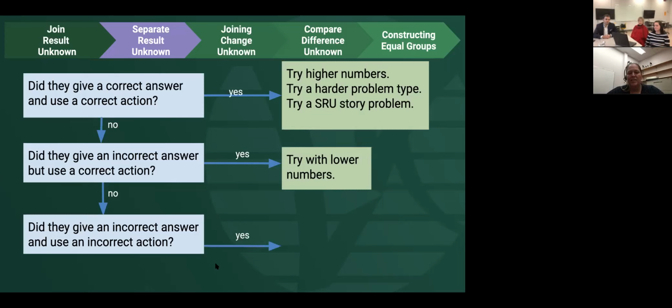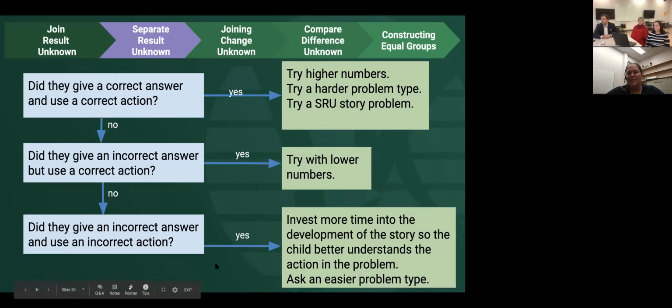So in this case, if that had been yes, this part's all kind of the same. You invest more time in developing the stories so they really understand the action. According to Carpenter's research, the reason why these join and separate problems come first is because the action in the problem helps young kids to figure these things out.